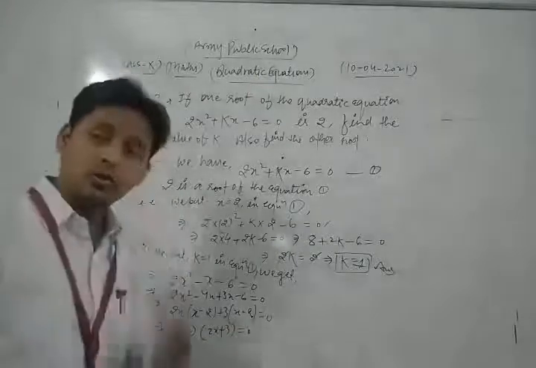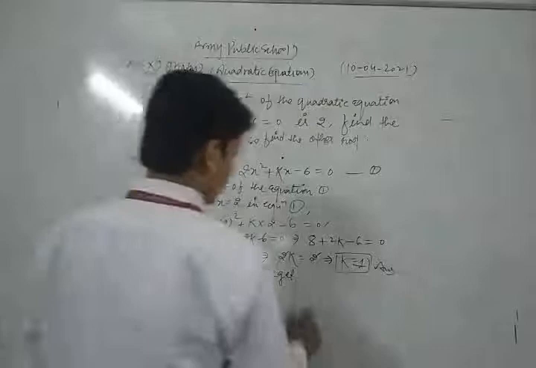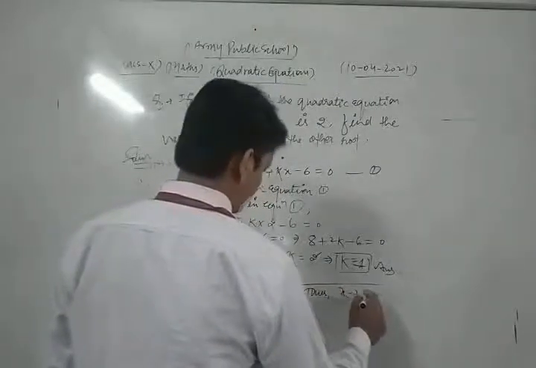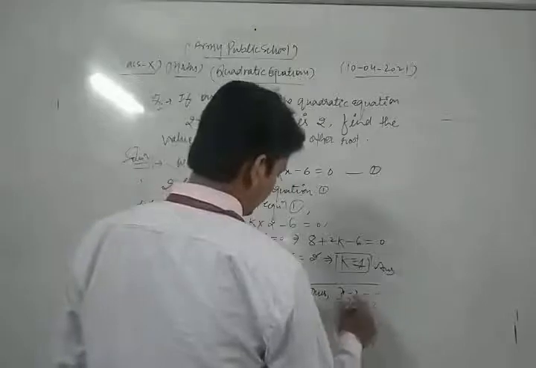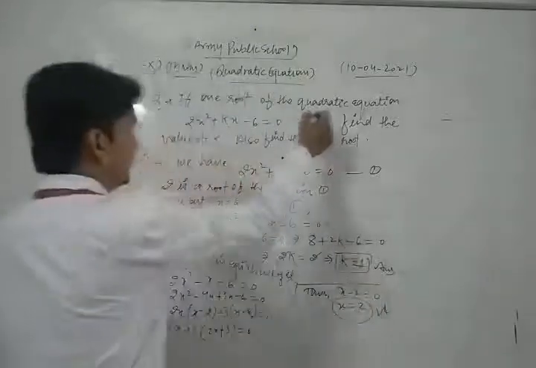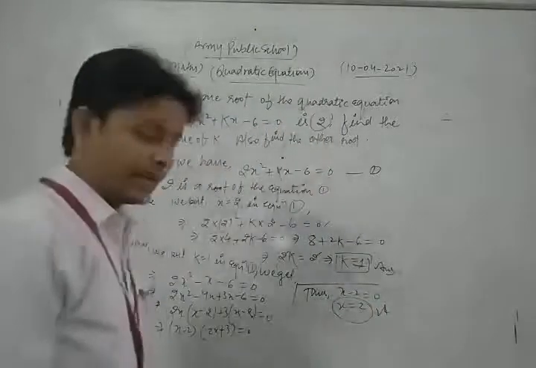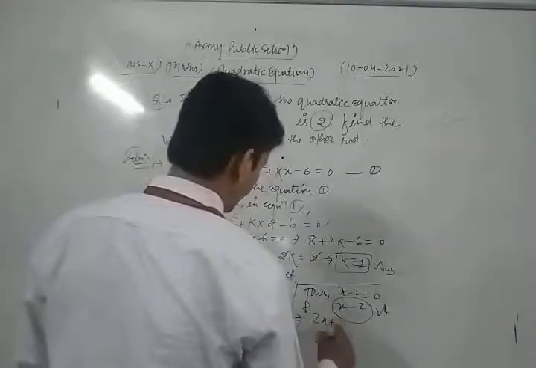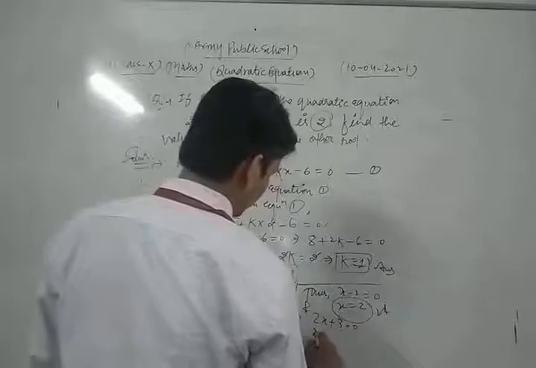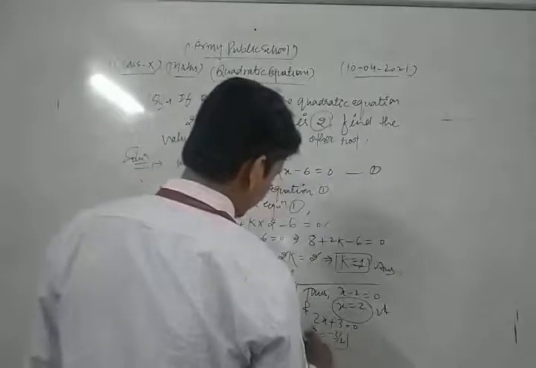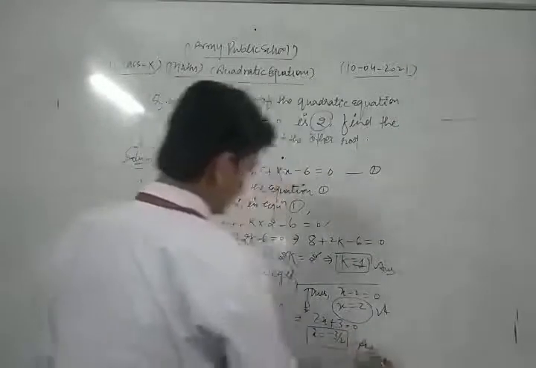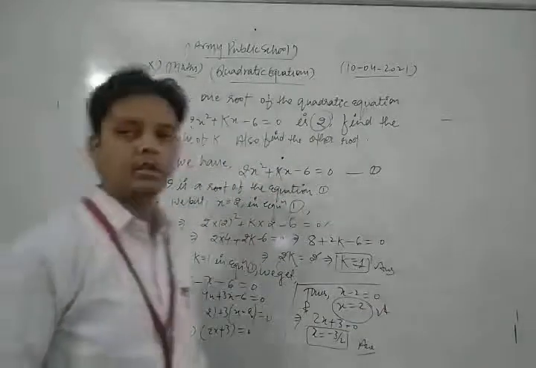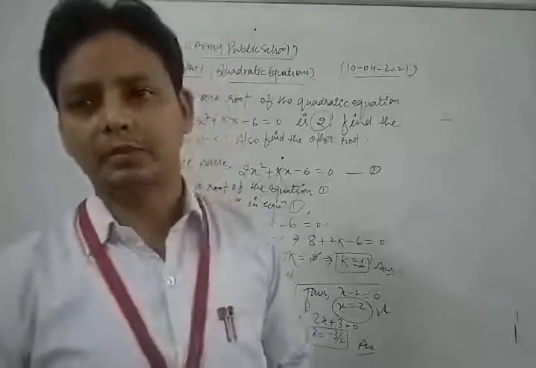Now let's see. When x minus 2 is equal to 0, x is equal to 2, so this is one root, which is already given in our question. And when we take 2x plus 3 is equal to 0, x is equal to minus 3 by 2, so the other root is minus 3 by 2. So this is the process, students, to solve that type of questions.